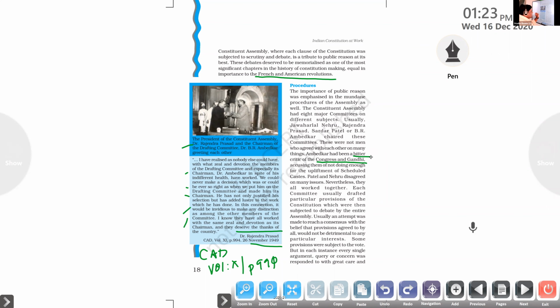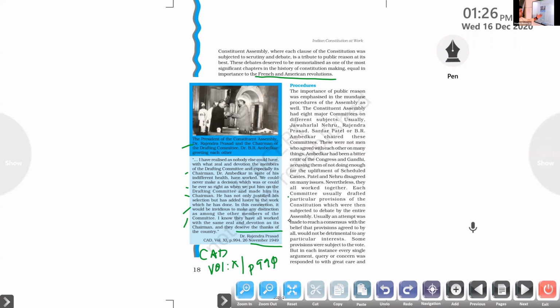the constitution. Each committee usually drafted particular provisions of the constitution, which were then subjected to debate by the entire assembly. So I already told you there are 8 committees under the leadership of these leaders. They will create provisions for the constitution separately. All these 8 committees will sit separately and create provisions. Finally, those provisions will be discussed in the general assembly, the entire assembly. Everyone will listen and have a debate on that. Finally, only then will they accept it.